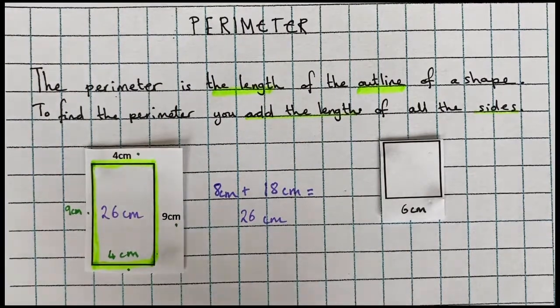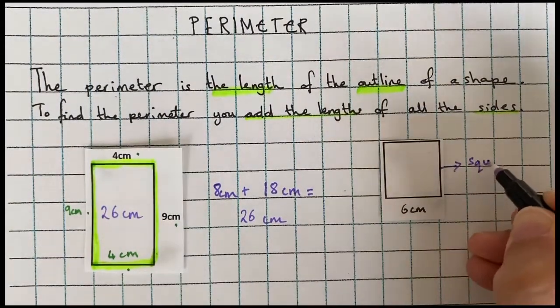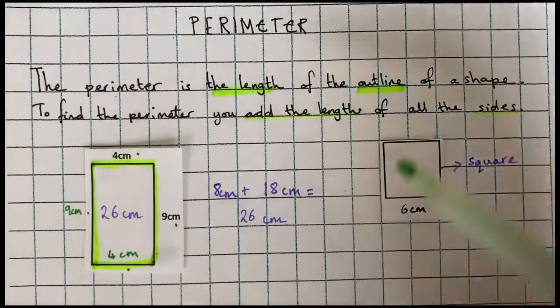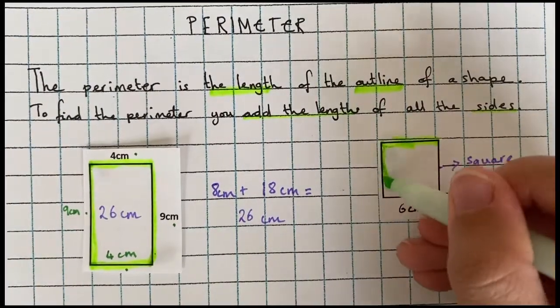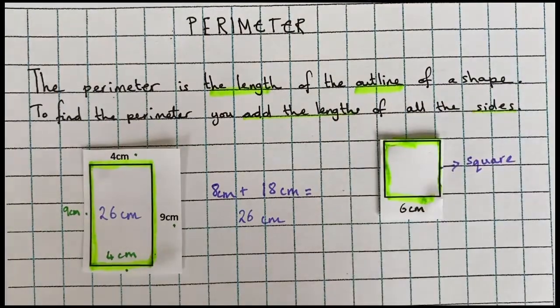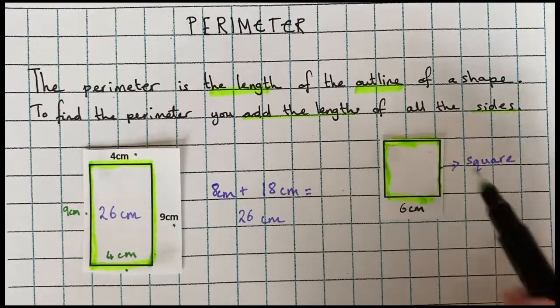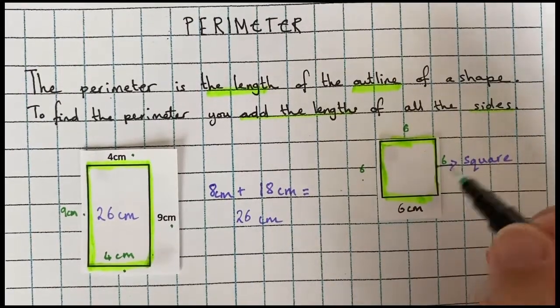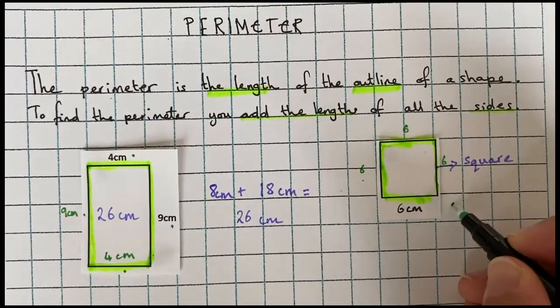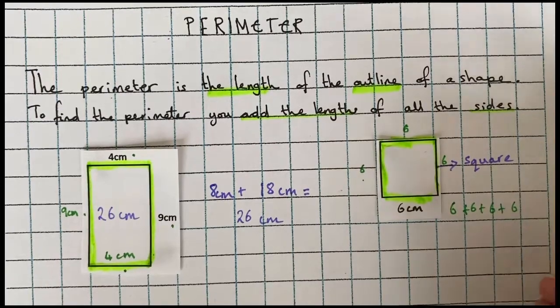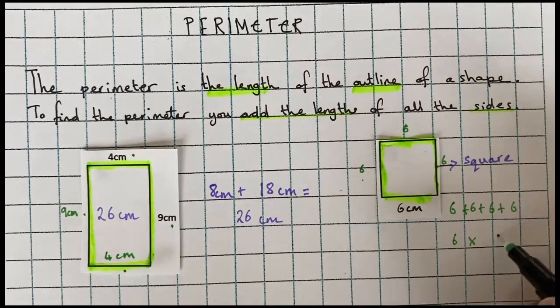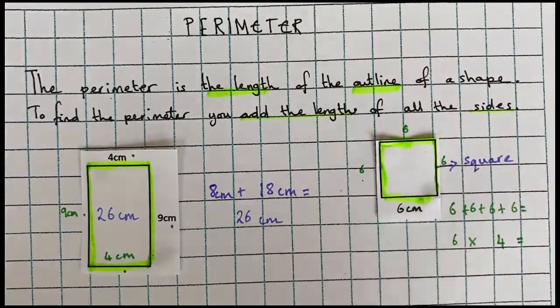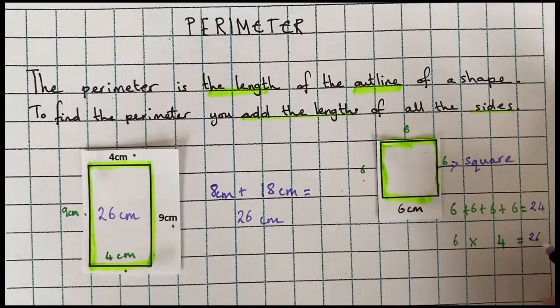Now let's have a look at the square on the right. Okay, what do we know about a square? Yes, a square has 4 equal sides. So if one of the sides was 6, all the other sides must also be 6 centimetres. So how would you find the perimeter? You could do 6 add 6 add 6 add 6, or 6 times 4, which equals 24 centimetres.